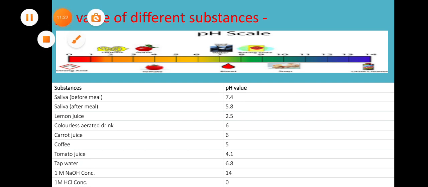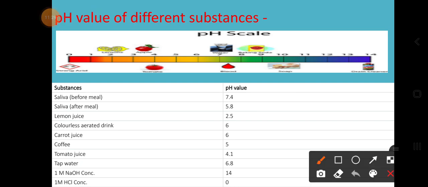So let us understand some pH ranges in our day to day life. Different substances have different pH values. Dear students, sometimes this question can be asked. The saliva in our mouth, before having a meal, has a pH of 7.5, almost neutral. After having your food, the pH in your mouth is 5.8. Lemon juice has a pH of 2.5.